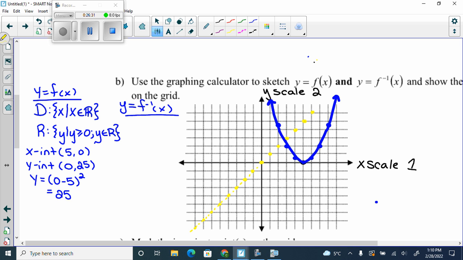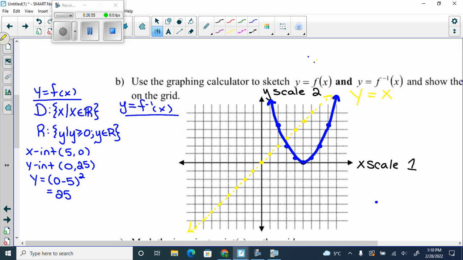I'm going to put a dashed line through it because that's my reflecting line. So this is the line y equals x. Not the easiest to see. That's just the line y equals x. So that's the line that we're going to reflect on. Basically 0, 0, 1, 1, 2, 2, 3, 3, 4, 4, 5, 5, 6, 6, etc. Right? So that's going to be our mirror.